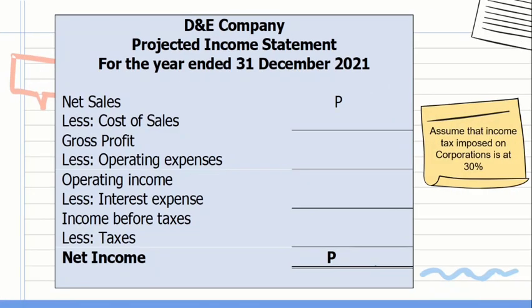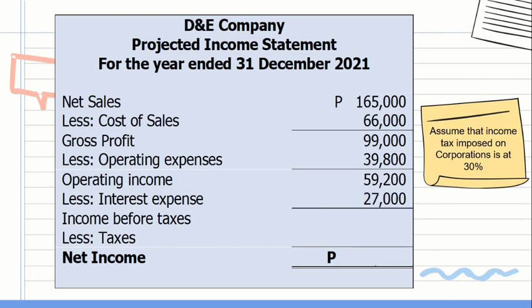So, ang result sa kanang atong items 1 to 10, ato ra siyang ibutang sa atong projected income statement. So, ang atong net sales, 165,000. Then, ang cost of sales, which is 40% of our sales. We have our gross profit. Then, ang operating expense. Atong, the sum of our fixed and variable expenses. Then, we have our operating income. Then, ang atong interest expense.